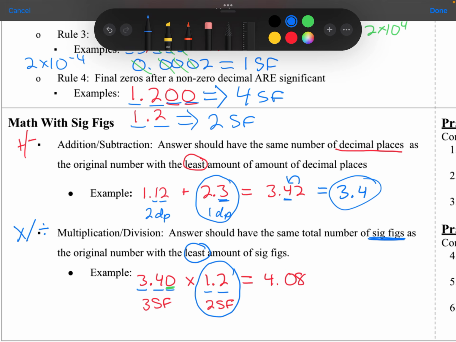In my answer, I'm going to count over 1, 2 places, and I'm going to round to this place. The 8, being more than 5, is going to round that 0 up to a 1, and my final answer is going to be 4.1 with 2 sig figs.